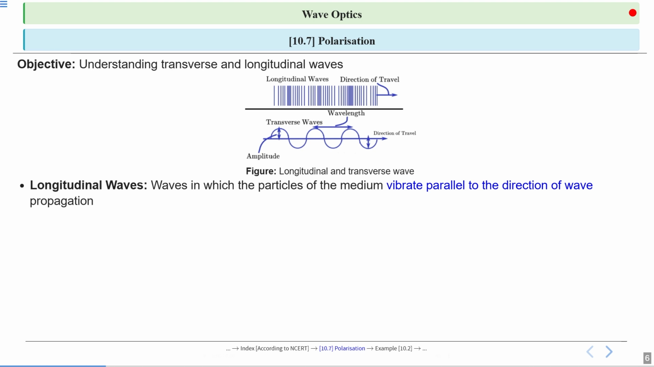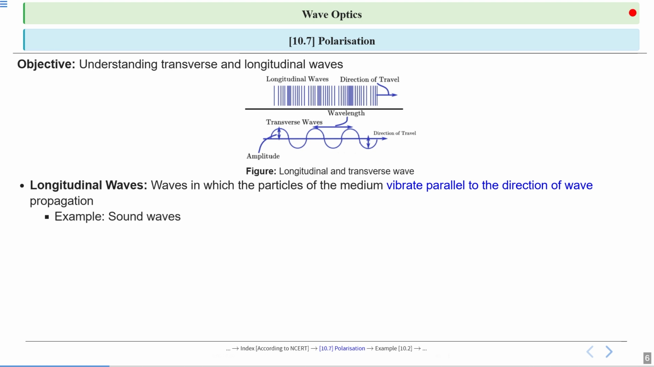So let's start by examining longitudinal waves. In these waves, the particles of the medium vibrate parallel to the direction of wave propagation. This means that as the wave moves, the particles move back and forth in the same direction as the wave propagation. This is a key characteristic of longitudinal waves.